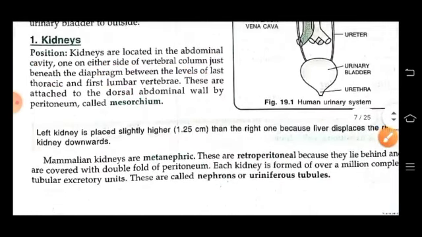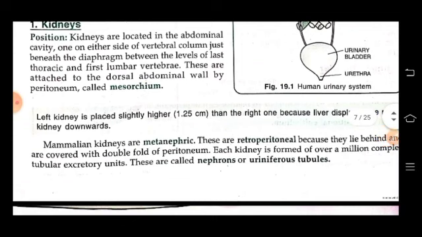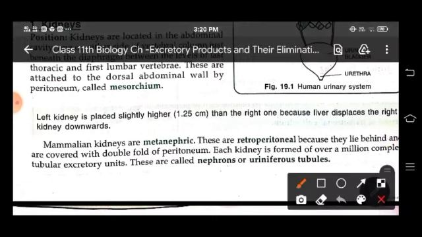The mammalian kidneys are metanephric. These are retroperitoneal because they lie behind and are covered with a double fold of peritoneum. Now each kidney is made up of over 1 million complete tubular excretory units, and these units are known as nephrons or uniferous tubules.